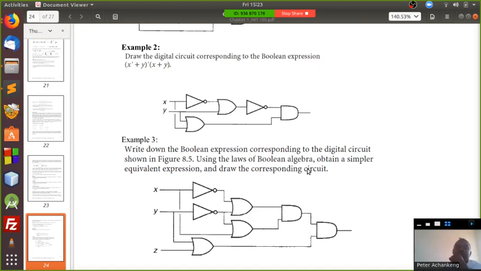Is example 2 okay? Are we able to reproduce that same diagram? X prime plus y. So you add those two things, and then you negate everything. And then you now AND that with x or y. Is it correct now? Nubia, is it correct?